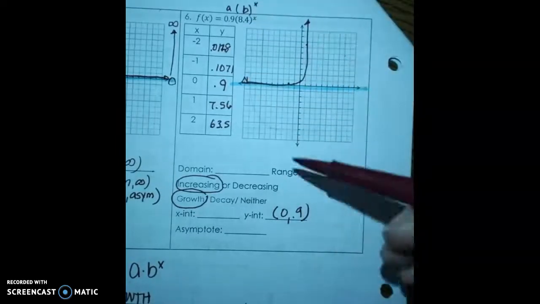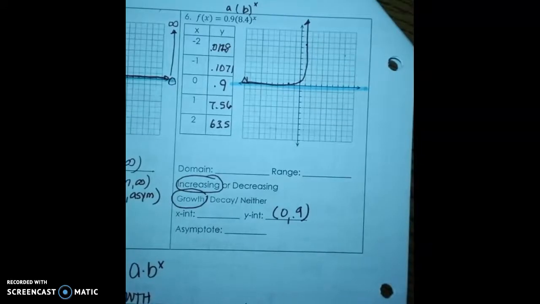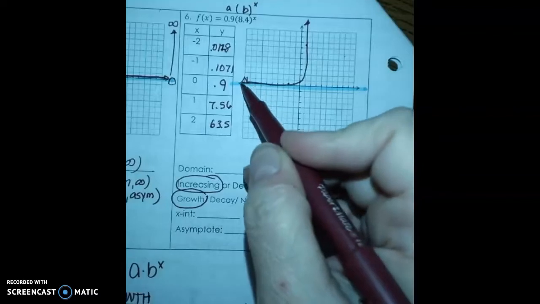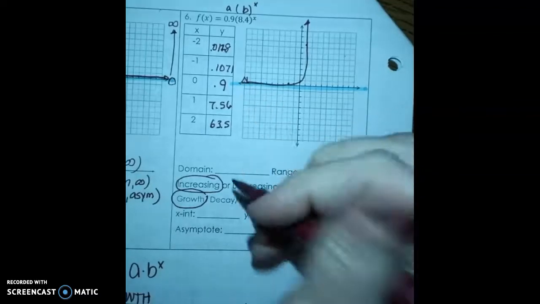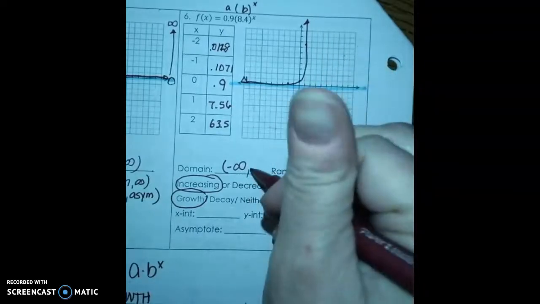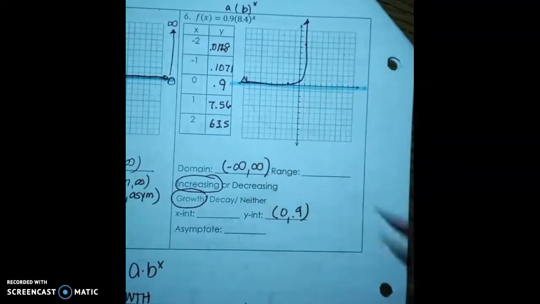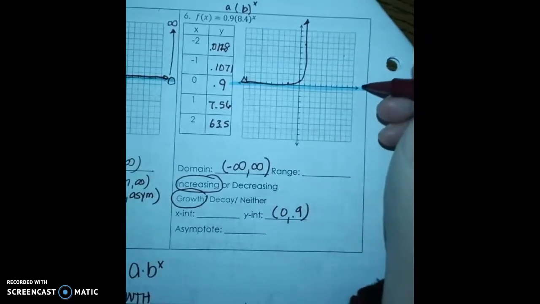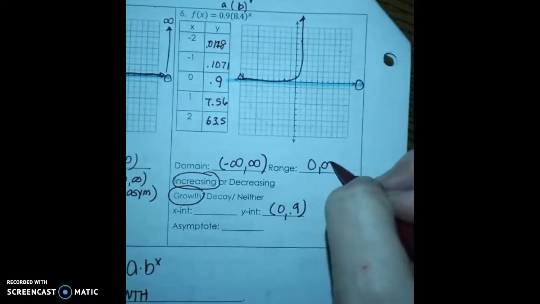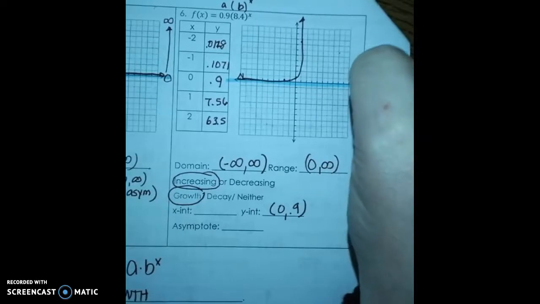So domain, this is not a real world problem, so I was having you put arrows on both ends. We'll talk about real world eventually. So to the left, it's never ending, so on the left, we're going to have negative infinity. It's never ending on the right, so it's positive infinity. My range, I read from the bottom of the graph up. When I read from the bottom, the first thing I hit is the asymptote, which is at 0, and it continues on forever and ever into infinity.